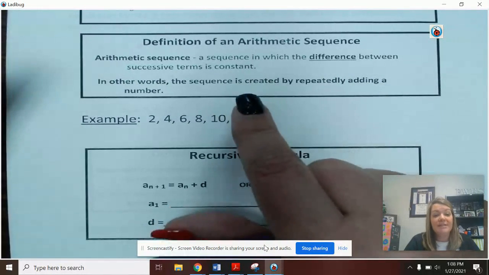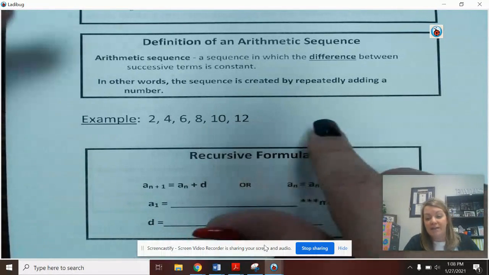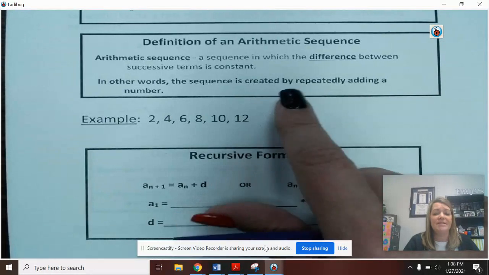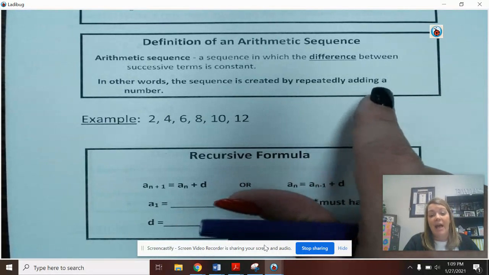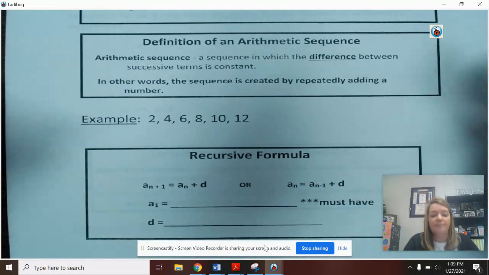Okay, it's pretty easy to tell what's going on with an arithmetic sequence because the numbers are either all being added the same or they're all being subtracted the same. In other words, the sequence is created by repeatedly adding a number, and that number might be negative, so then it would be like subtracting a number.